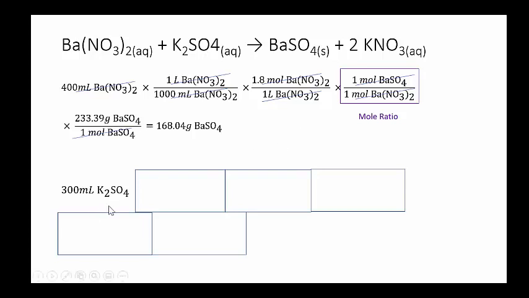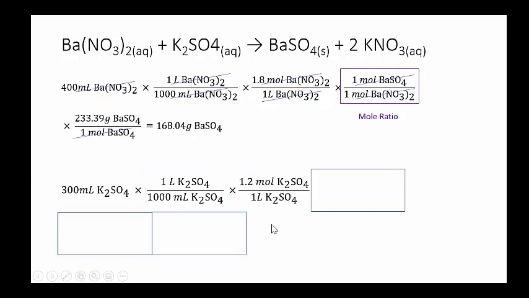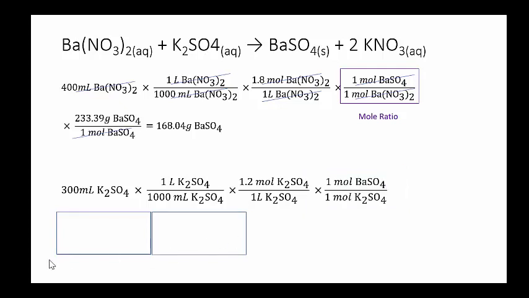So we start with 300 milliliters of potassium sulfate. My first step, again, is going to be to convert that into liters. And once I'm in liters, I can use the molarity of the potassium sulfate to tell me how many moles of potassium sulfate I have. Okay, and now that I'm in moles, I am ready for my magic step, right? I'm ready to use my mole ratio in order to convert from the potassium sulfate into the barium sulfate.